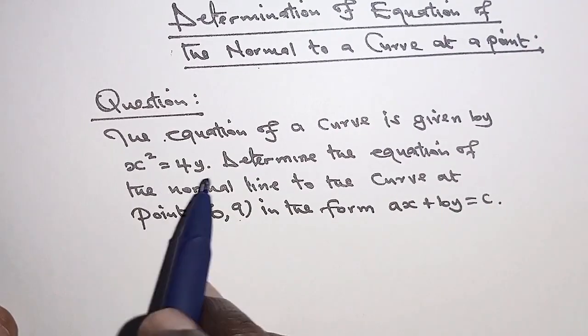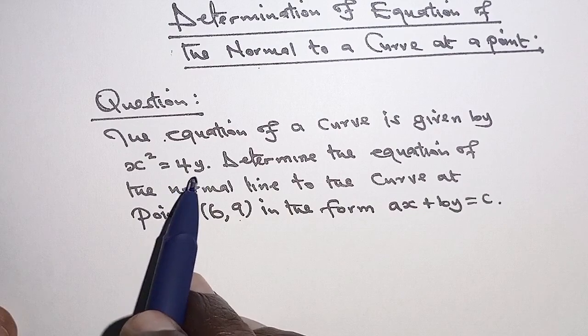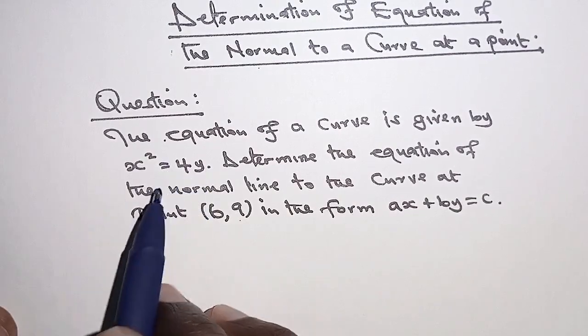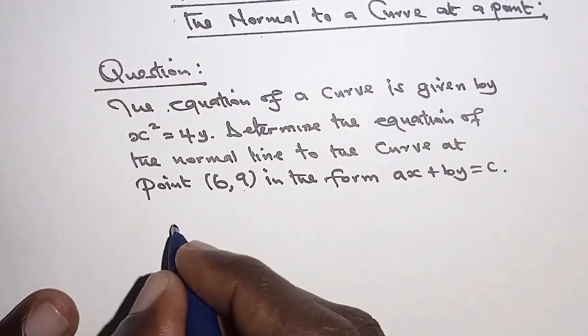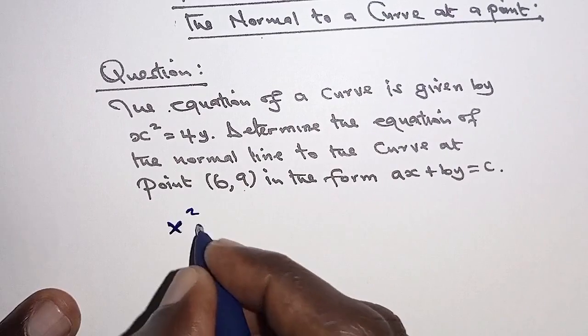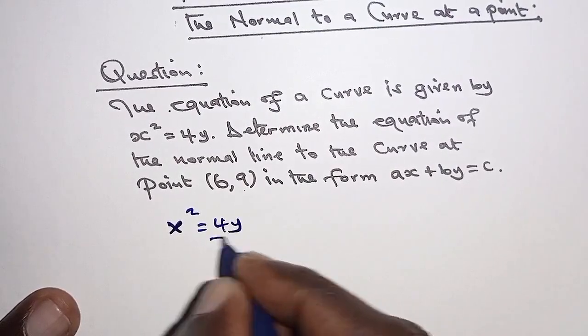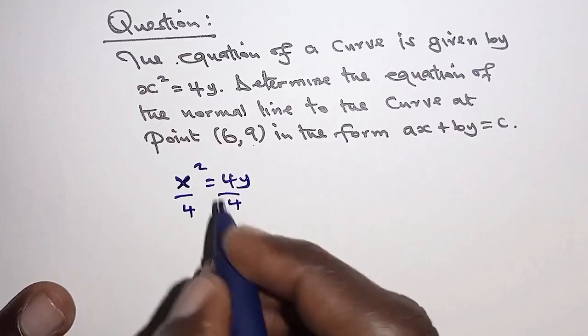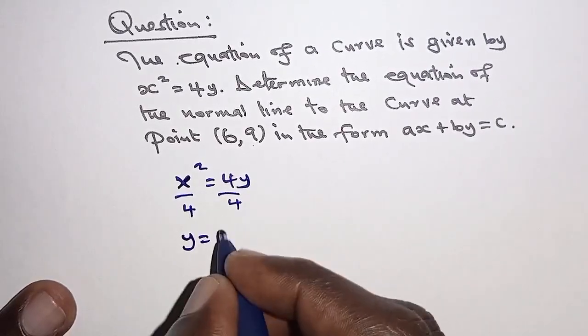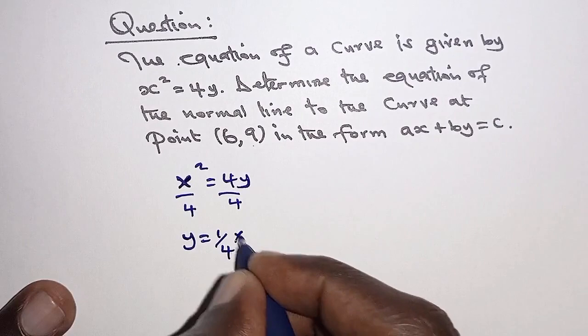Now the first thing is to express y in this equation in terms of x. So we have x squared is equal to 4y, so dividing both sides by 4, that means y is a quarter x squared.